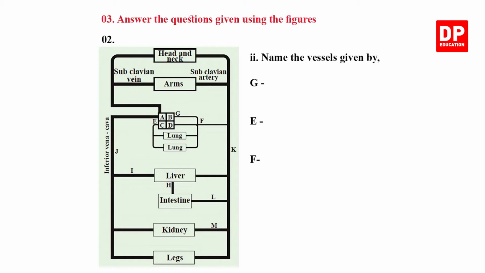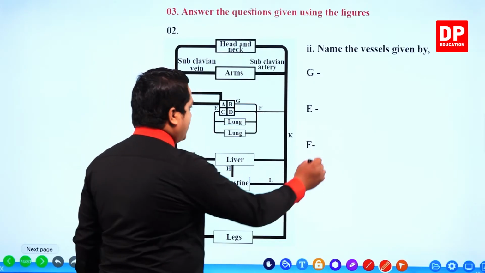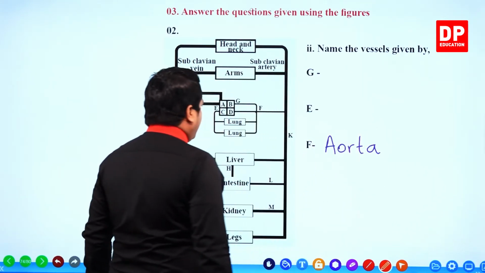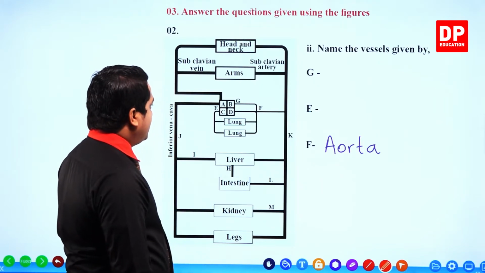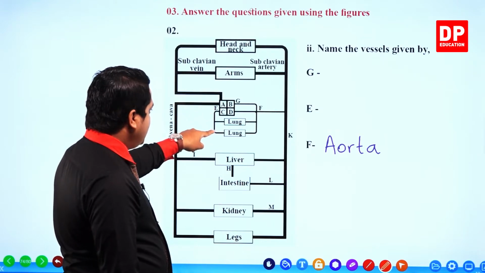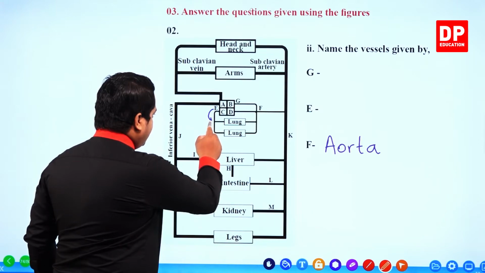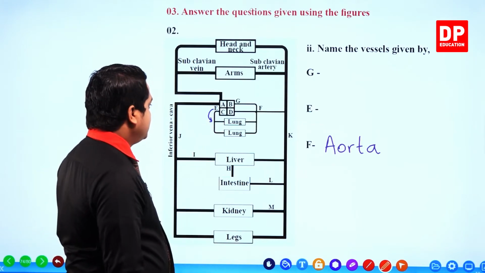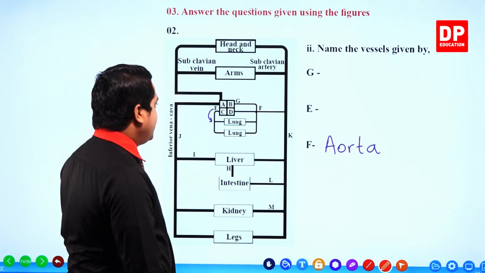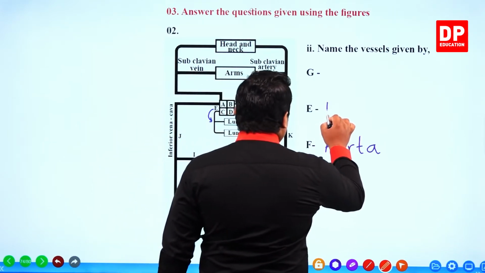Name the vessels given by G, E and F. We identified F, that is the aorta. Then E is over here, this one, which brings blood towards the lungs. E is connected with C, which is the right ventricle. So E is the pulmonary artery.